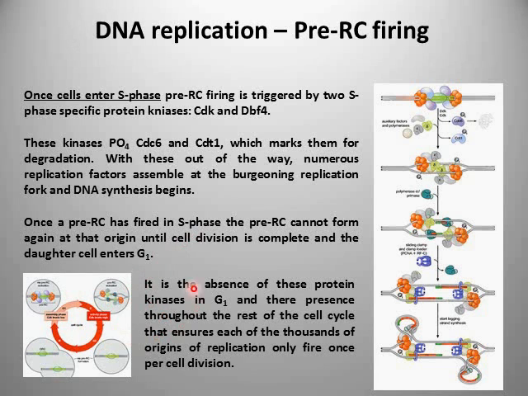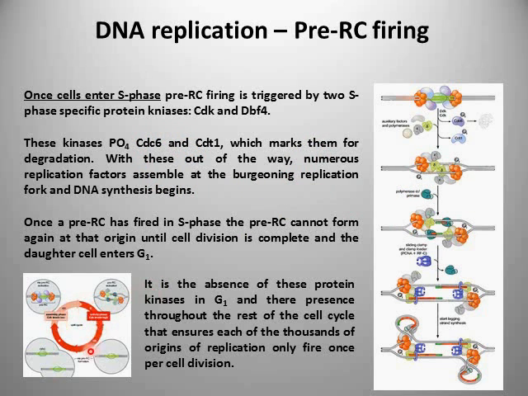So to re-emphasize, it's the absence of these protein kinases in G1, and therefore their presence throughout the rest of the cell cycle, that ensures that each of the thousands of origins of replication only fires once per cell division. These two kinases, which are responsible for phosphorylating CDC6 and CDT1, aren't around in G1 phase. Because they're not around, these proteins aren't degraded. Because they're not degraded, they can be recruited to the pre-replication complex, but only in G1.